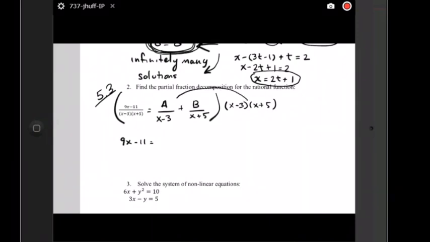When it distributes to that partial fraction with the A, the x minus 3's would cancel. So then A distributes to x plus 5. And then when the lowest common denominator distributes to the B partial fraction there, the x plus 5 would cancel. So then B distributes to x minus 3.